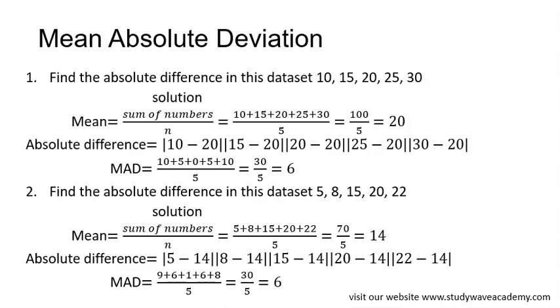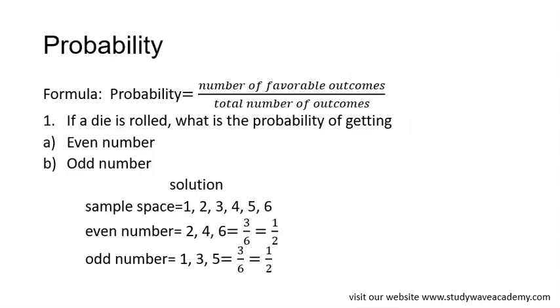Okay, good. So next we're going to be looking at probability. What do we mean by probability? Probability is the likelihood of an event occurring. Do you understand that?